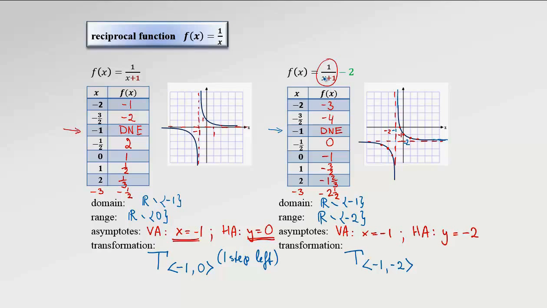So whatever you see by the x, you take the opposite sign, and outside of the whole function, you take the same sign. So the vertical movement is according to the sign that you see, but the horizontal movement is in the opposite direction that the sign indicates.